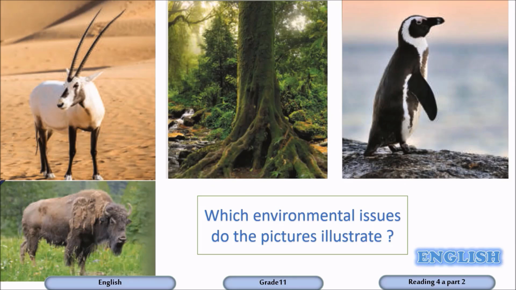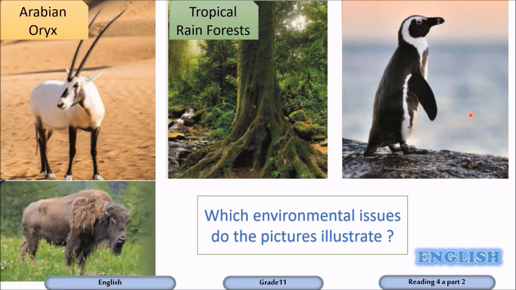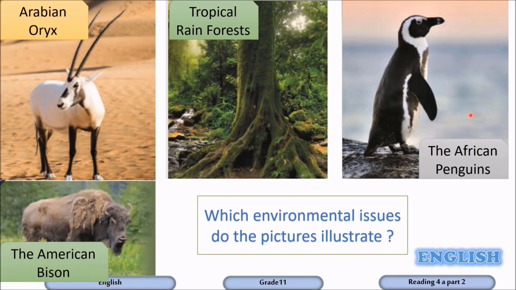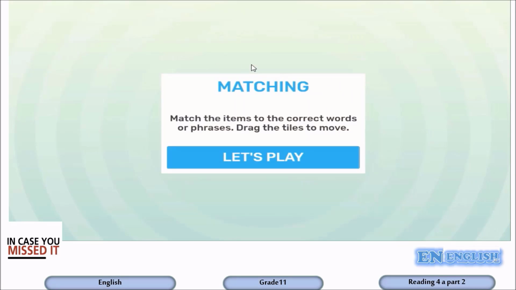Alright, let's get started. So, without opening your books, can you tell which environmental issues the pictures illustrate? If you do remember yesterday's reading passages. So, the first picture, very good, the Arabian oryx. Second one, tropical rainforest. The third one, the African penguins. And finally, the American bison. So let's summarize what we studied yesterday through this matching activity.